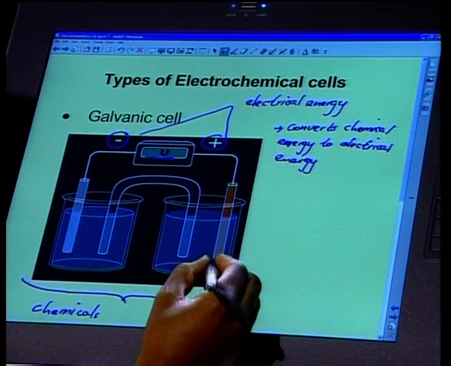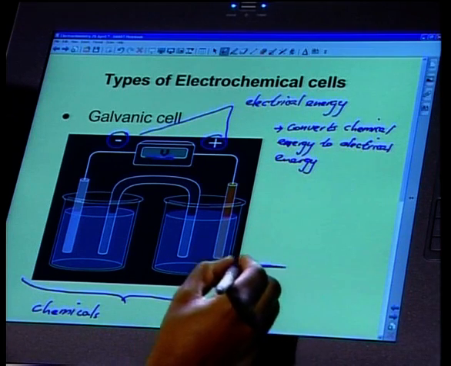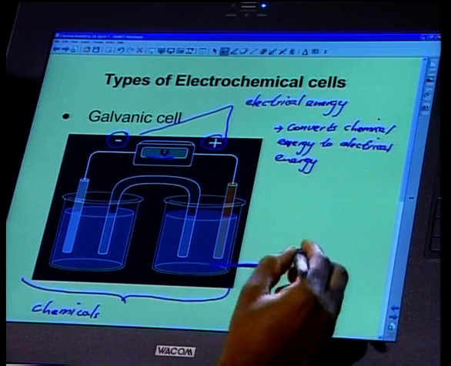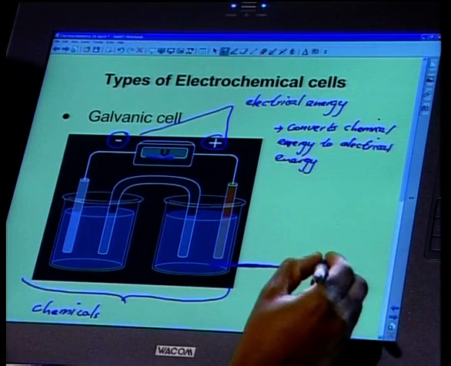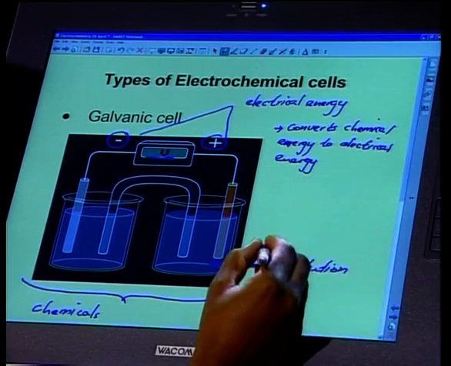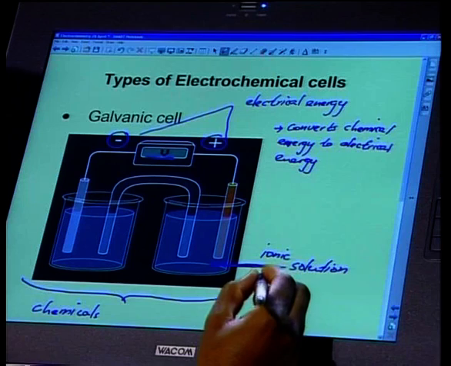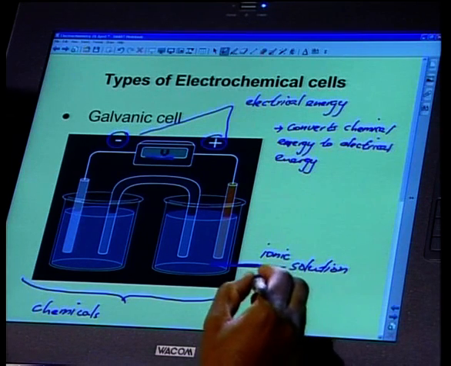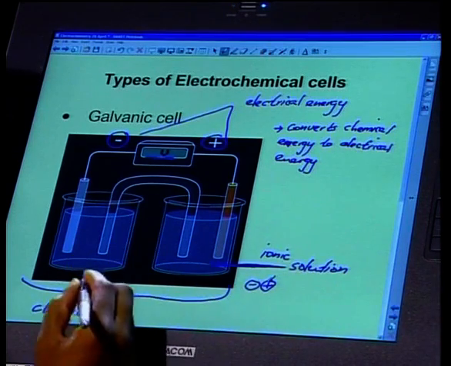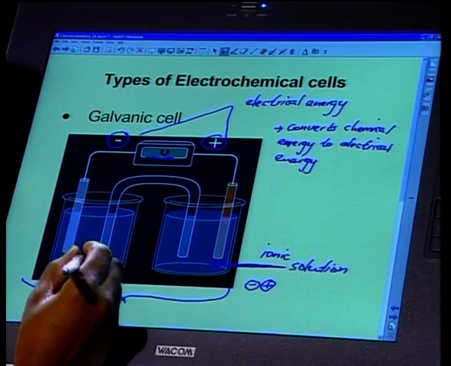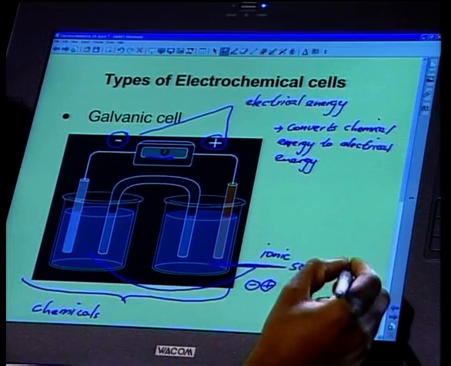First of all, if you see there's a solution here, it's actually a solution which is ionic. Now, what is an ionic solution? It's a solution with charges in it. It has got negative ions and positive ions inside there. The same way, this one, so these two here are ionic solutions. Okay?